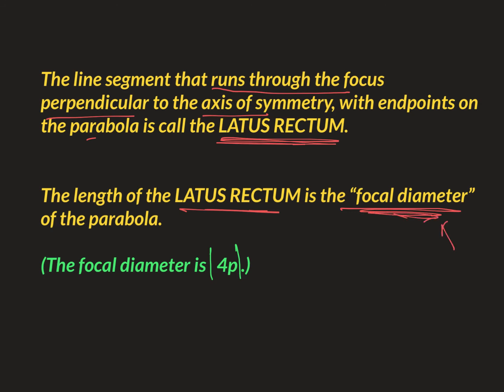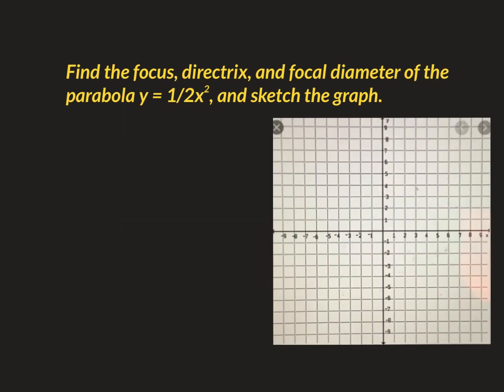The way to find the length of the focal diameter, or the latus rectum, is the absolute value of your 4p. That's all you've got to do, the absolute value of the 4p. That is the length of the latus rectum, which is called the focal diameter. Let's look at one of those when we're done. All right, so let's find the focus, directrix, and focal diameter of that parabola.